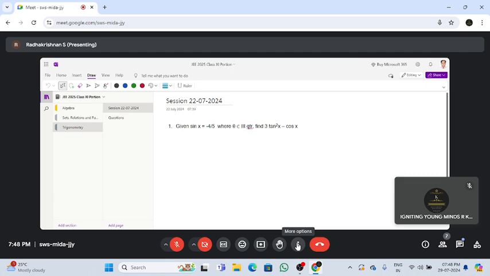So I thought it is positive, but theta is in the third quadrant, therefore cos is also negative. Yes, cos is also negative. So cos x is negative 3 by 5 as it falls in the third quadrant. Therefore, tan will be positive, 4 by 3.